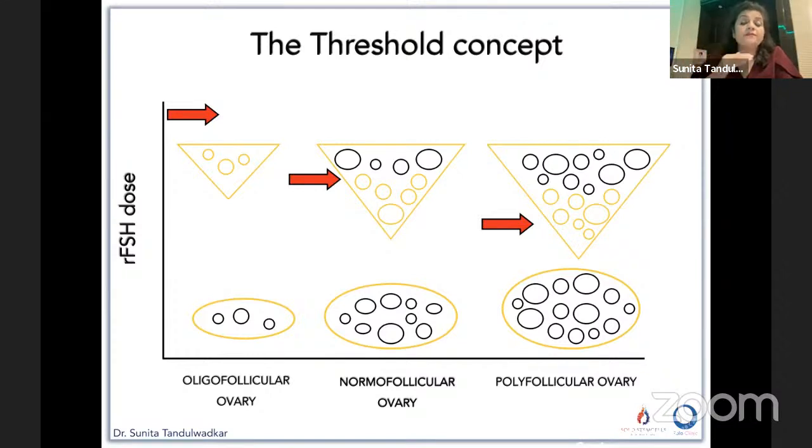Here I know her previous cycle threshold. I learned that 50 was too low a dose for her. And I may start with the HMG from day 4. Now remember, when you start the gonadotrophin, try to give it till the follicle becomes mature. You cannot stop the drug in between.